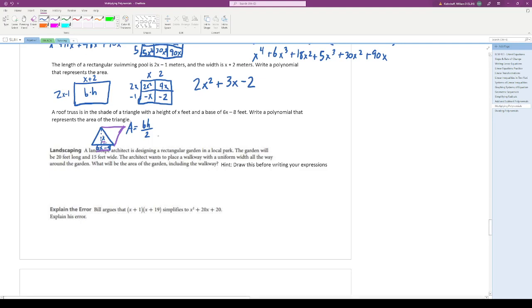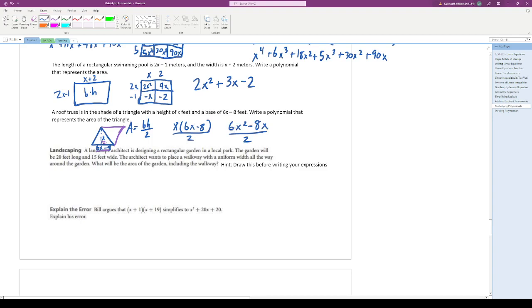Okay, so on this one, I'm going to go ahead and do double distribution. So we're doing, actually it's only single distribution, isn't it? So we have x times 6x minus 8, and then we're dividing that by 2. So if we distribute on top here, we get 6x squared minus 8x divided by 2.